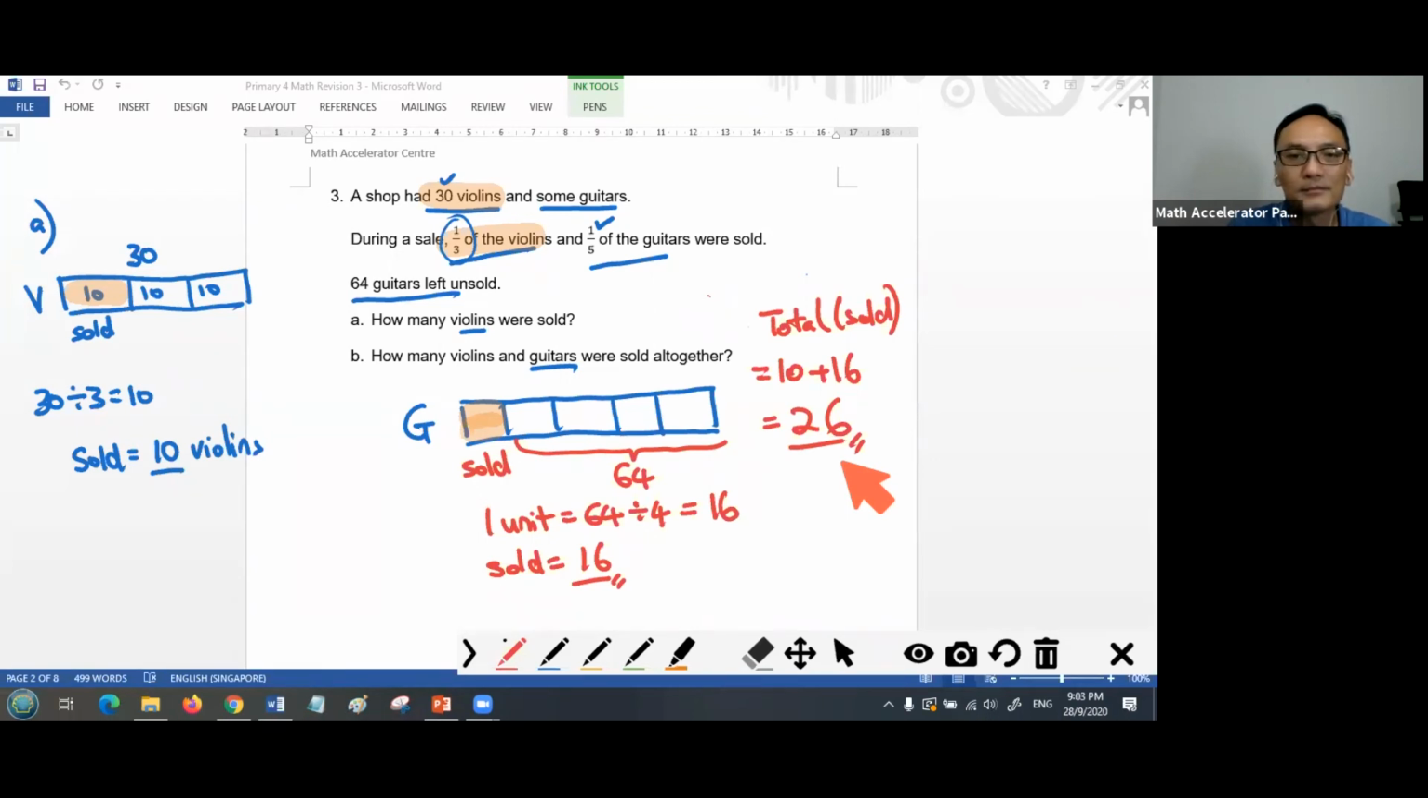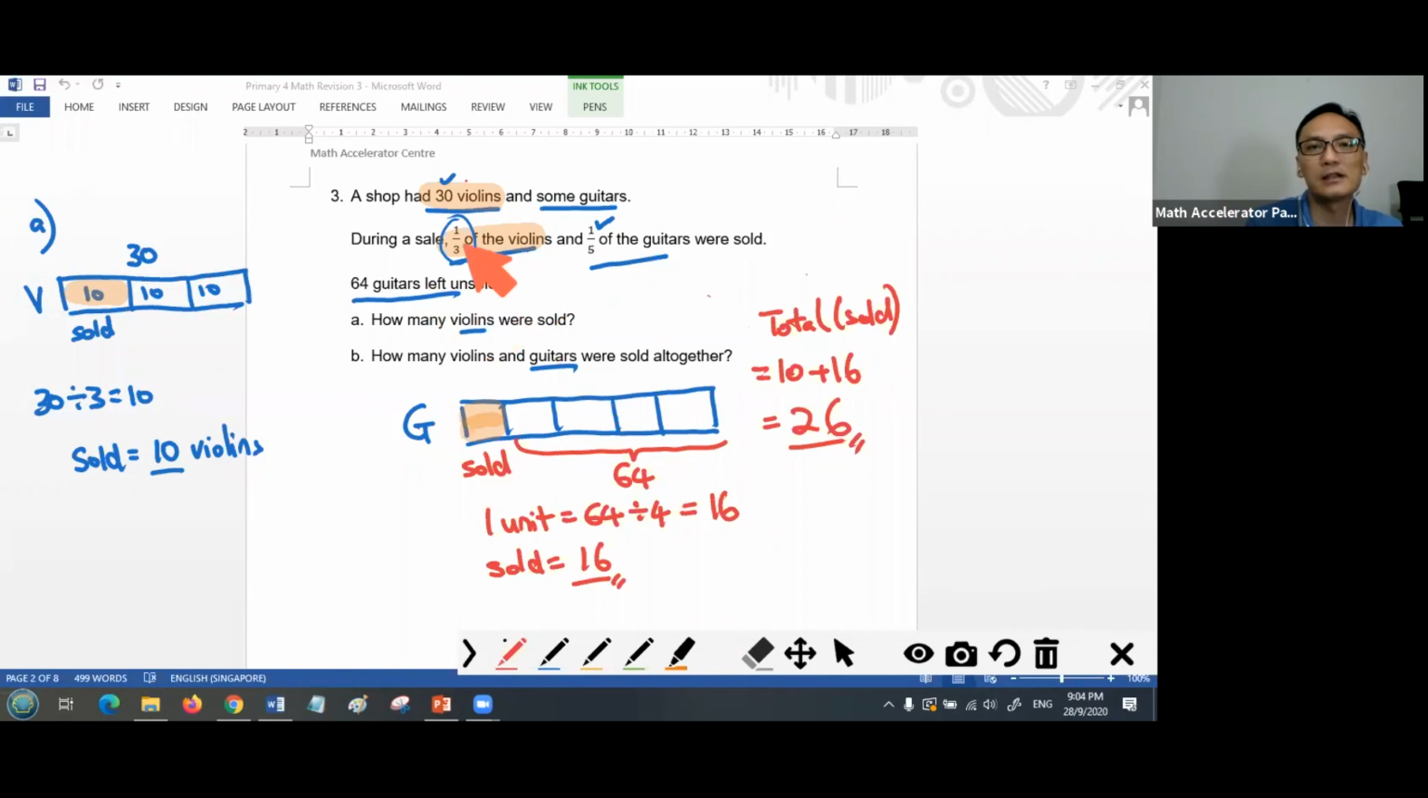Okay, now is the question and answer session. So if you have any question, you let me know. Is it 3A or 3B that I need to explain again? Okay, looks like a lot of you are able to get the answer. 3A, you need to look at this clue over here.